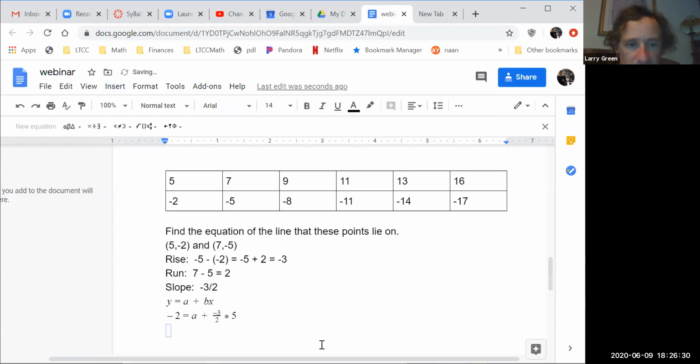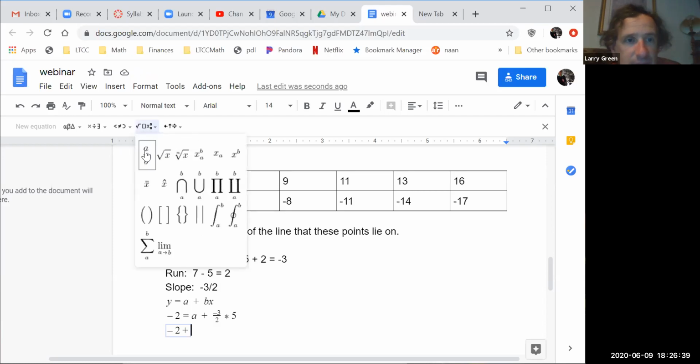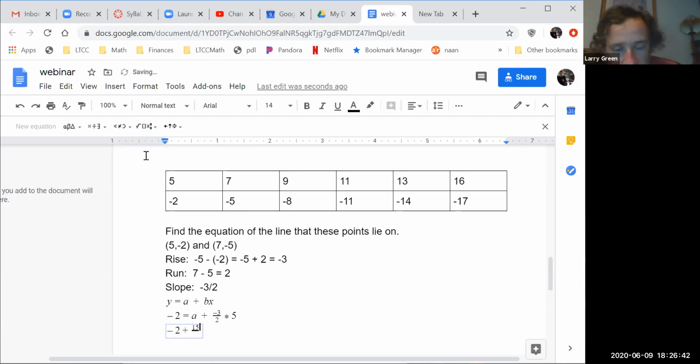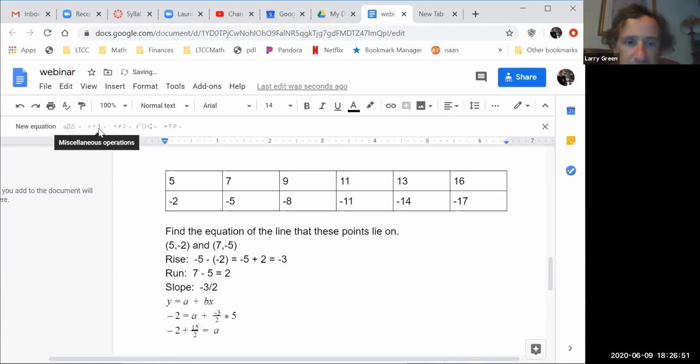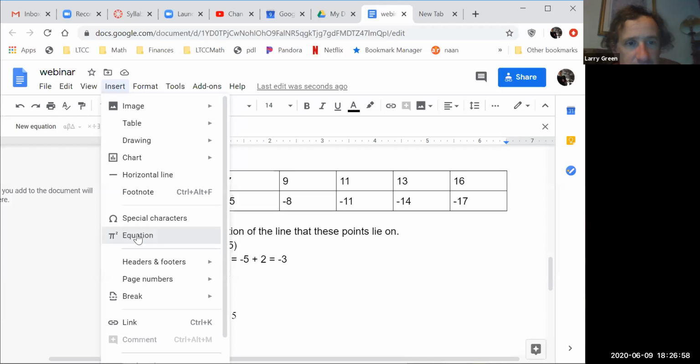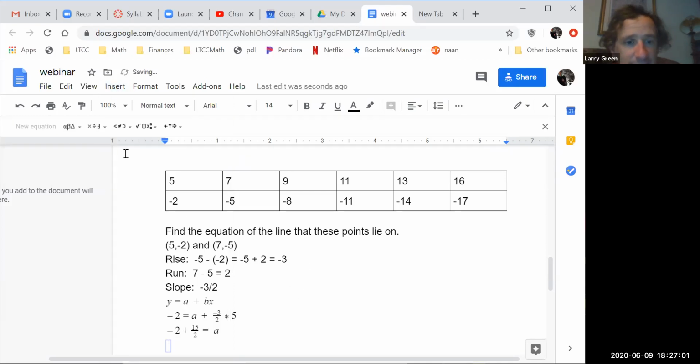So you get -2 plus, and by the way, 3 halves times 5 is 15 halves, because 3 times 5 is 15. So now I can simplify. -2 is -4 halves. -4 plus 15 is 11. So we get a equals 11 over 2.